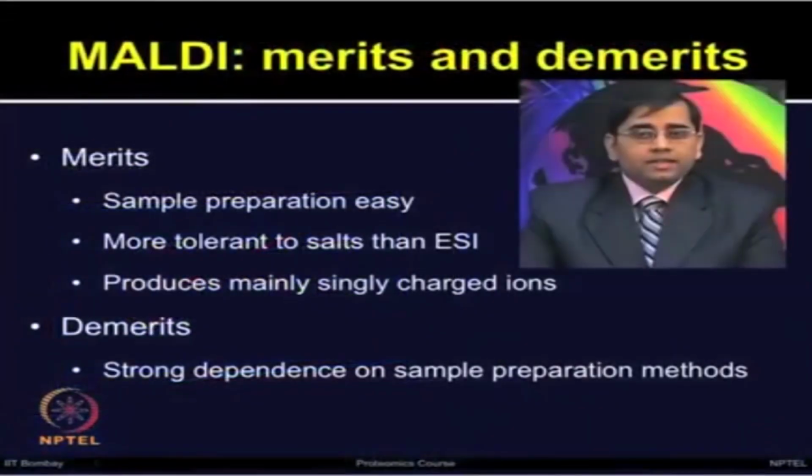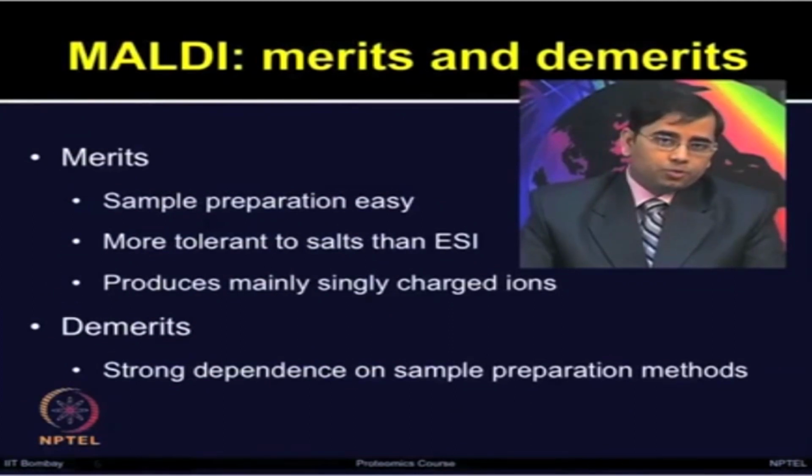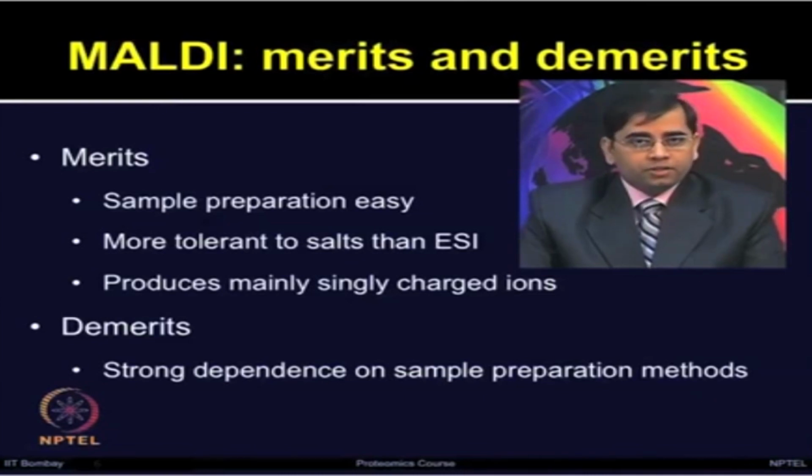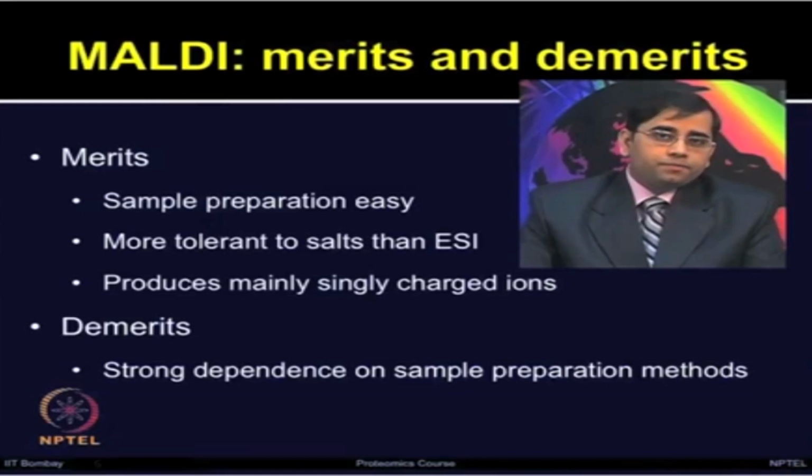Now the various advantages and disadvantages of using MALDI as an ionization source. The sample preparation is very easy. MALDI provides high tolerance to salt as compared to the electrospray ionization methods. MALDI produces single charge species. Most analytes can accept a single proton.